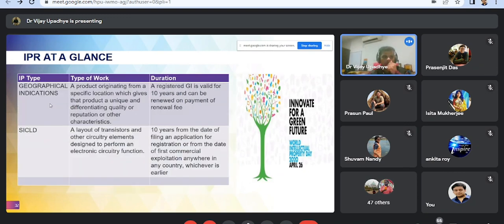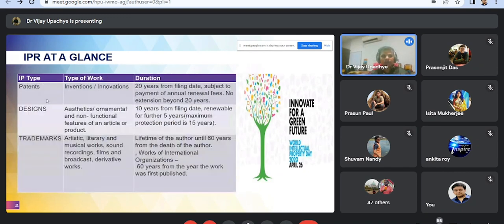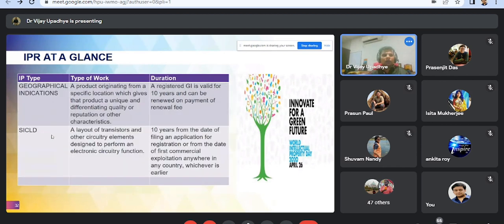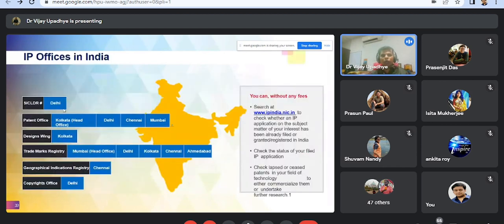Now the patent, we already told about patent, design, trademarks. Now the geographical indication, SCID. Now where are their main offices? Coming to the patent office, it is at Kolkata, and the other four branches are in the east, west, north zones: Delhi, Chennai, Mumbai. But the main office for the patent office is at Kolkata.